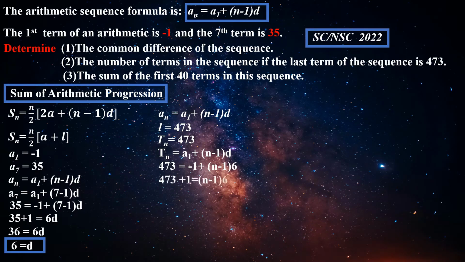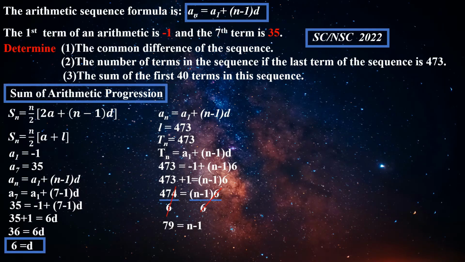Okay, so right there, we're going to add 1 on both sides, right? And we're going to have n minus 1 times 6, right? Okay, so we're going to have 474 is equal to n minus 1 times 6. And we're going to divide both sides by 6. That's what we're going to do. Okay, and if we divide both sides by 6, we're going to cancel right there.